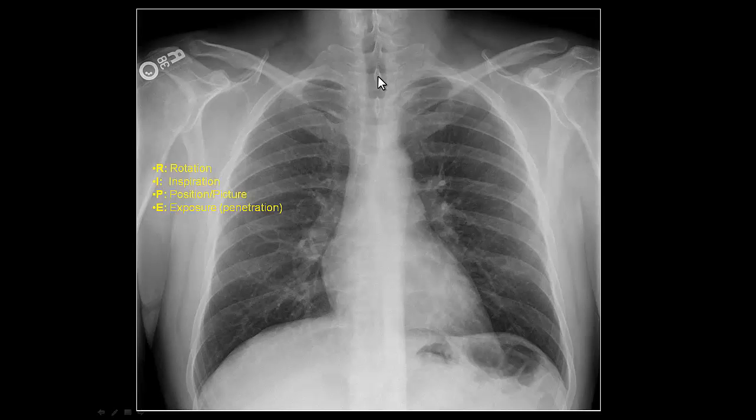So we want to see the spinous processes, the vertebral bodies, and intervertebral disc spaces, at least in the upper thoracic spine. Here we can see it even coming down lower down the thoracic spine, which is a great exposure.